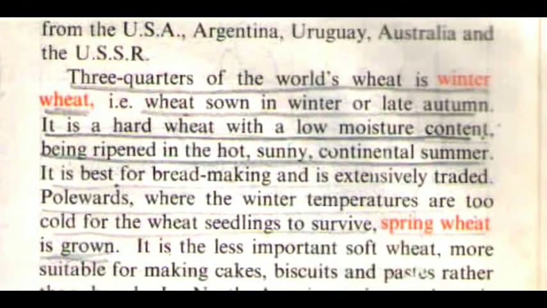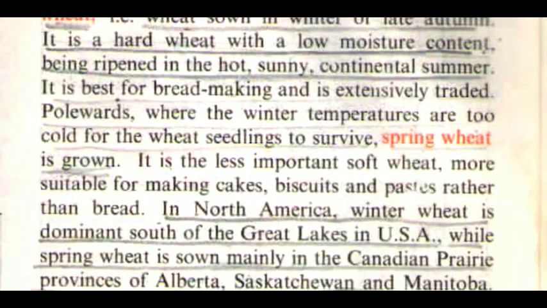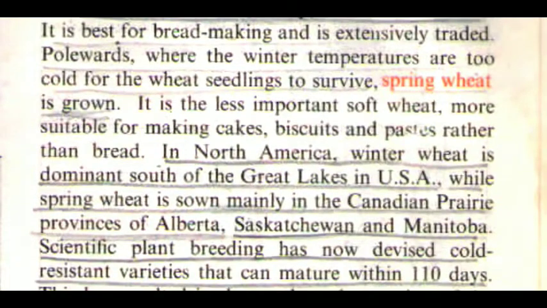Three quarters of the world's wheat is winter wheat, that is, wheat sown in winter or late autumn. It is a hard wheat with a low moisture content. Being ripened in the hot, sunny continental summer, it is best for bread making and is extensively traded. Near the poles, where the winter temperatures are too cold for the wheat seedlings to survive, spring wheat is grown. It is the less important soft wheat, more suitable for making cakes, biscuits, and pastas rather than bread.